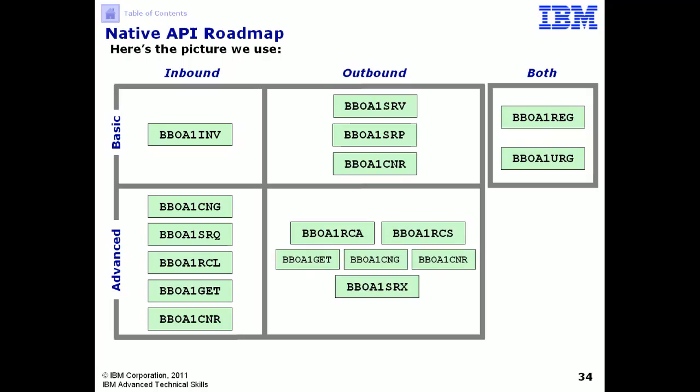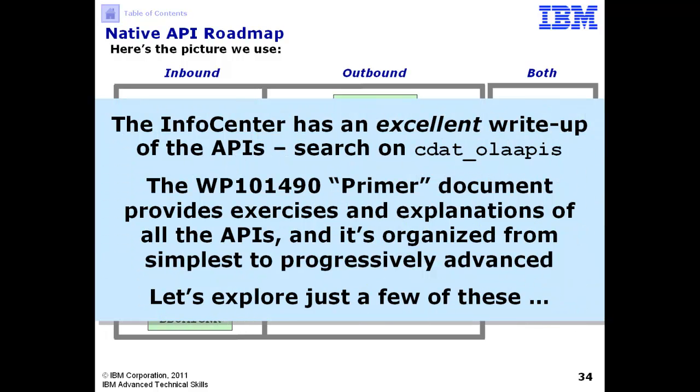For outbound advanced, the APIs are shown on the chart. We won't spell out each API. The Info Center page speaks at length to what they do. The message here is like what we gave before. The basic APIs are simpler, but with assumptions imposed. The advanced APIs provide greater control, but require a bit more programming. Please don't overlook the Info Center and the CDAT_OLA APIs reference page. It is the definitive source of information on these APIs.